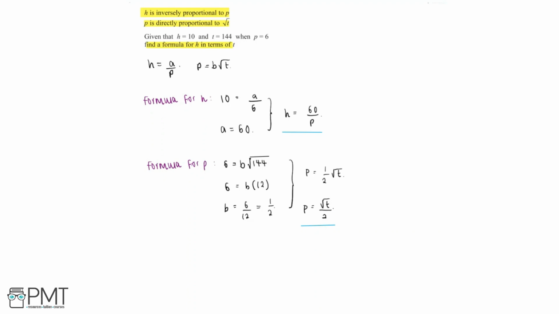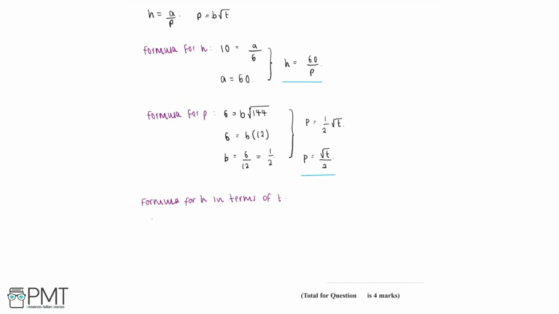Knowing that p is equal to root t over 2, we can substitute this into our formula for h. So let's write down the fact that h equals 60 over p. Now if we know that p is equal to root t over 2, we can say that h is equal to 60 divided by root t over 2. Let's write this in a way that's easy for us to work out: h equals 60 divided by root t over 2.